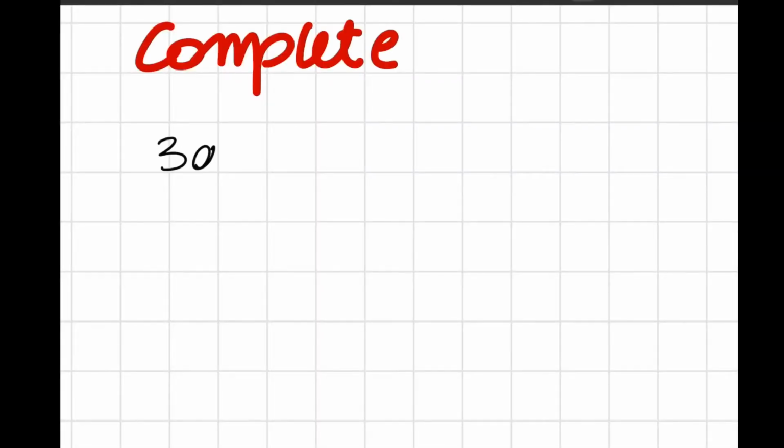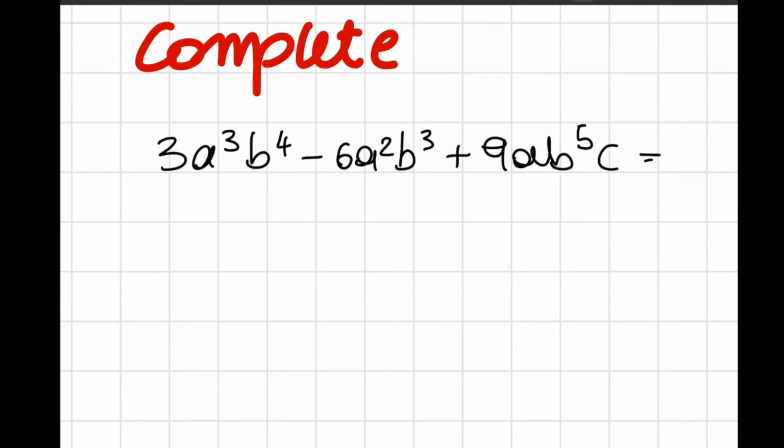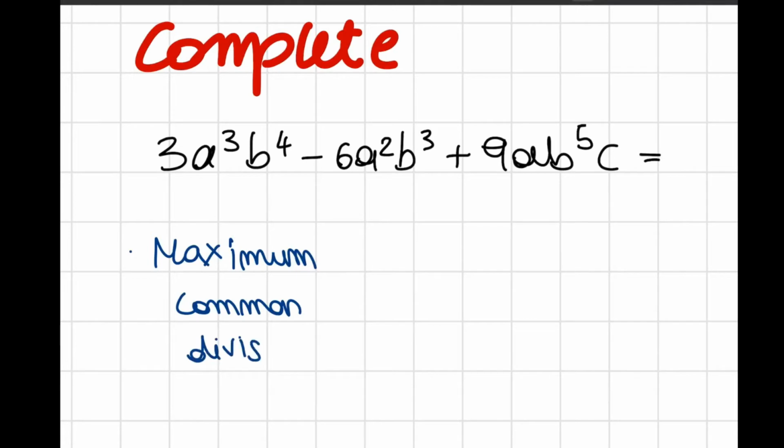Let's say we have this following polynomial: 3a cubed b to the power 4 minus 6a squared b cubed plus 9ab to the power 5 c. First thing you need to do is to identify the maximum common divisor. What do I mean by that? The maximum common divisor is that thing that every term, and by that I mean each of these three, would be able to be divided by. And so each one of these is a multiple of that maximum common divisor.